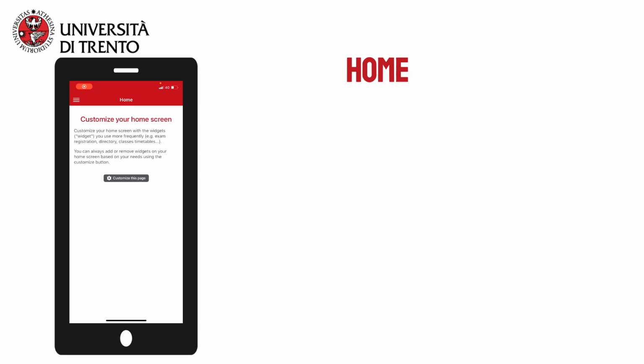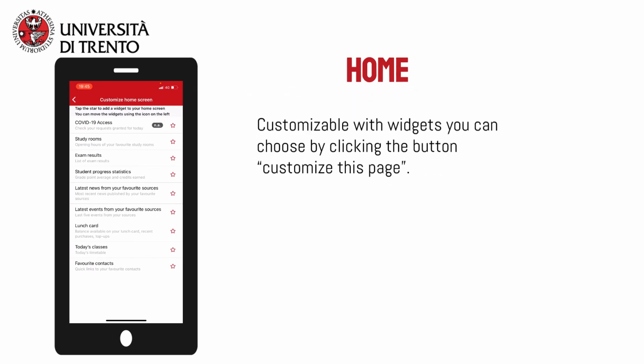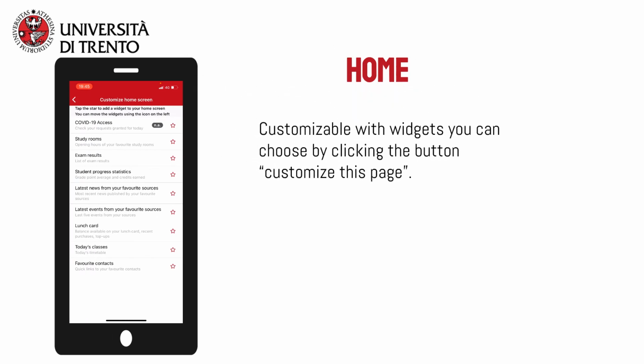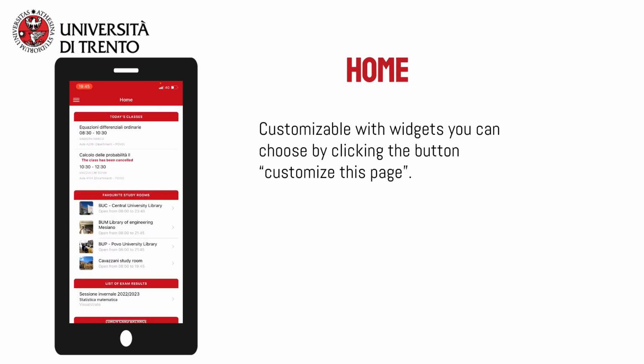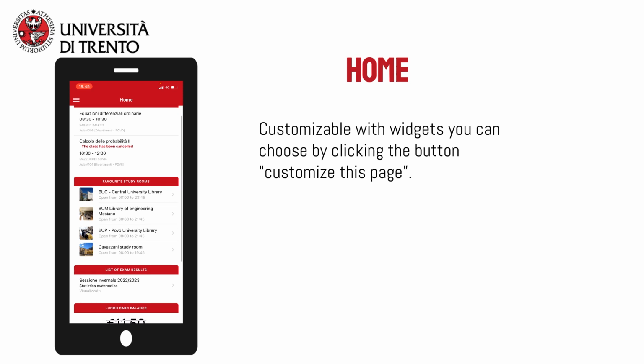The main page of the app is customizable with widgets for the practical display of the content of your choice. To insert the widget you want, just click the button Customize this page and tick the star of the selected content. For example, in this case, I select today's classes, study rooms, exam results, and lunch card. Once you return to the main page, this content will be quickly available to be displayed every time you open the app.